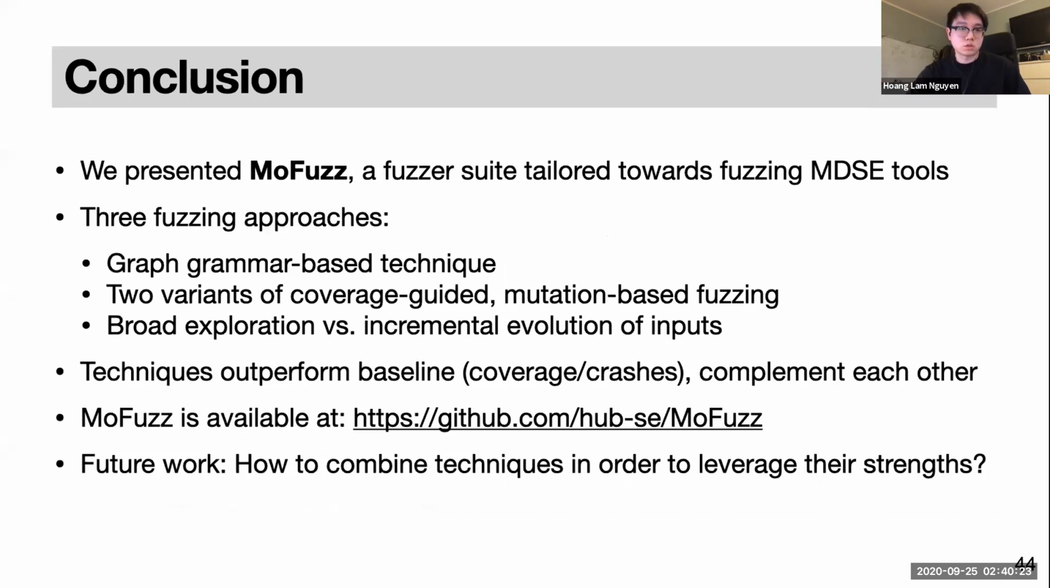To conclude, I've presented MoFuzz, a fuzzer suite tailored towards fuzzing MDSE tools. MoFuzz is implemented in 3 approaches: a graph grammar-based technique and 2 variants of coverage-guided mutation-based fuzzing, where one technique aims for broad exploration, while the other aims for incremental evolution of the inputs. In our experiments, we found that MoFuzz significantly outperforms the baseline, not only with respect to coverage, but also with respect to the crash finding capabilities.